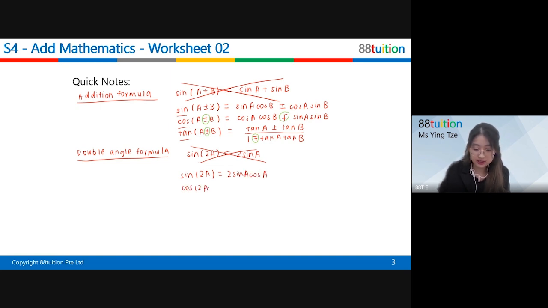Cosine is special because we have three different formulas that we can use for the expansion. First one is cosine square A minus sine square A. Second one is 2 cosine square A minus 1. And the third one is 1 minus 2 sine square A. Depending on the question, you have to choose which one is most appropriate.